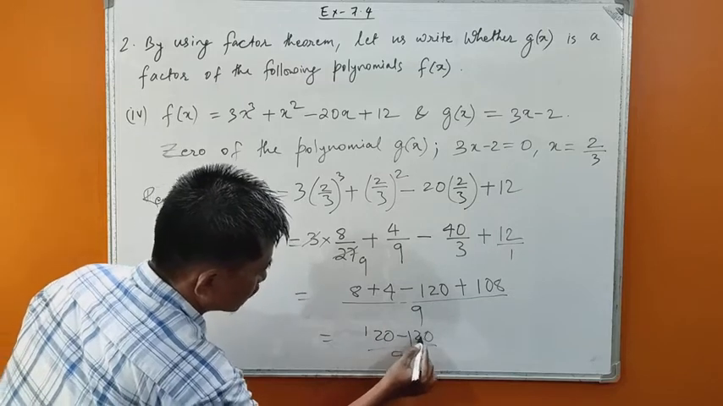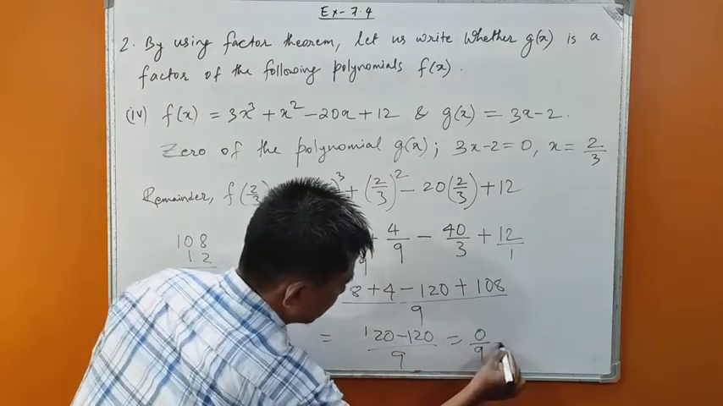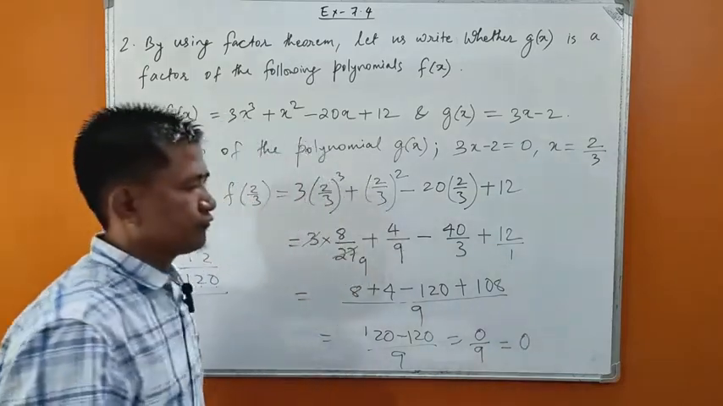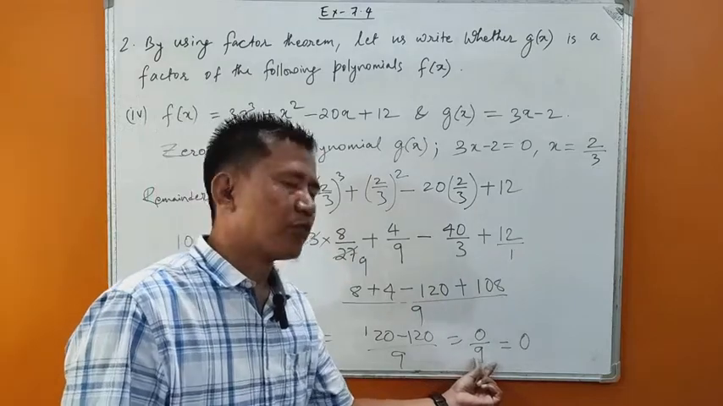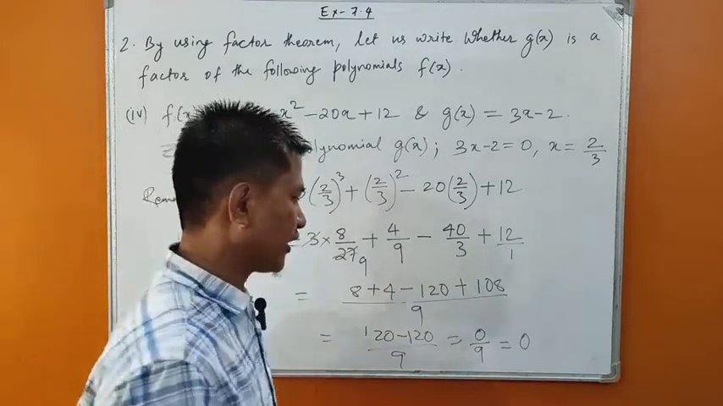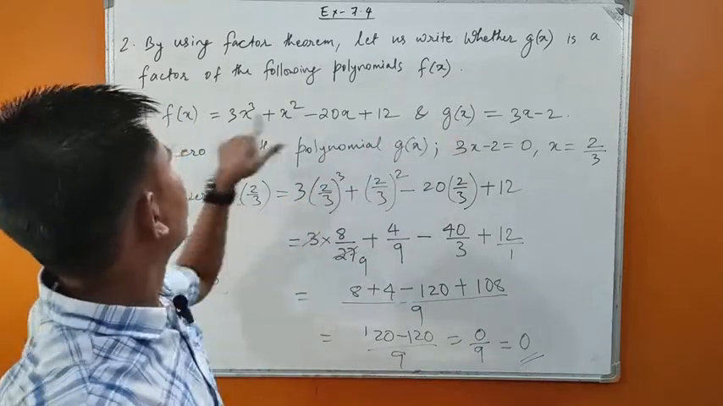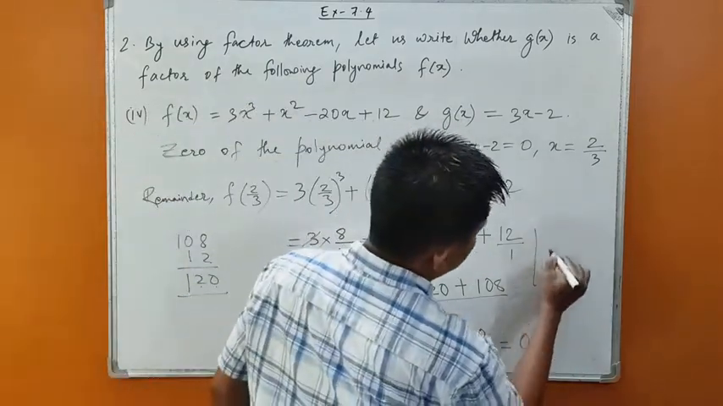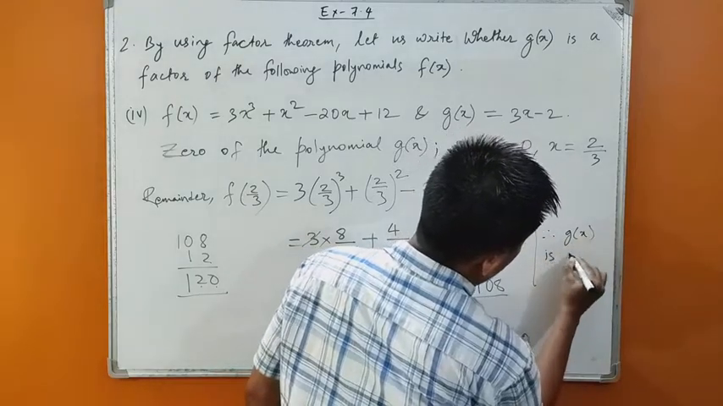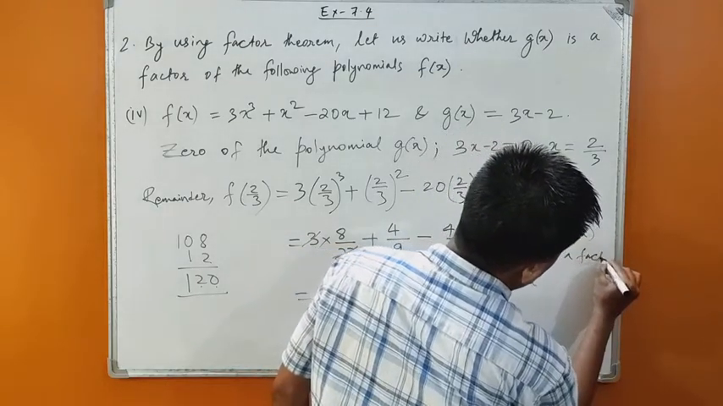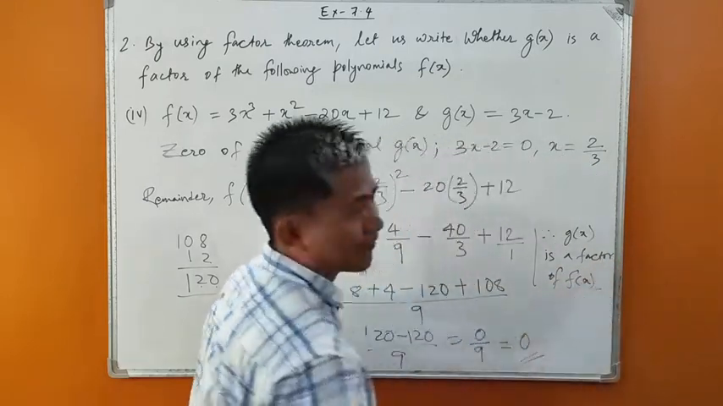So 120 minus 120 is 0, 0 upon 9. 0 upon 9 means 0. If the number in the numerator is 0, whatever be the number in the denominator, the answer will be 0. Okay, so we have the remainder to be 0. That means g(x) is the factor of f(x). Okay, let me write here. Therefore g(x) is a factor of f(x). Are you getting me?